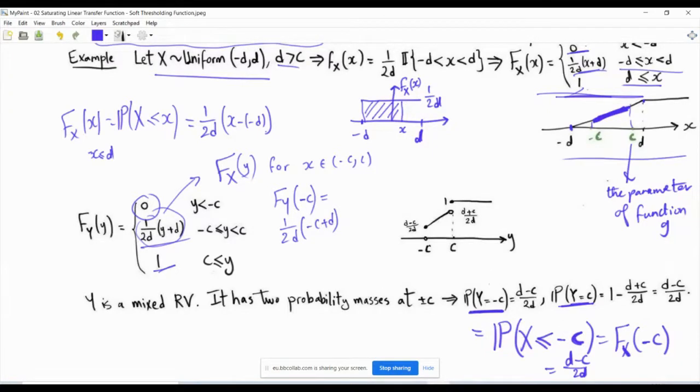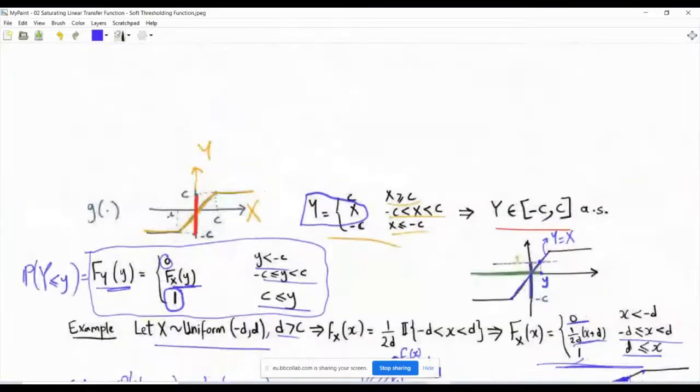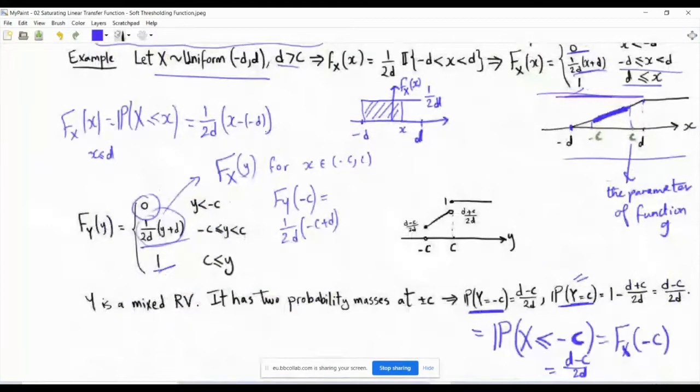Is there a non-zero probability that y is equal to c? Again, the fact that the random variable takes a single value with a positive probability means that you have a jump in the CDF and vice versa. If you see a jump, you know that the probability of big Y being exactly equal to c is strictly positive. And what is it exactly? What is the probability that Y is equal to c? What are the values of X that are mapped to c?